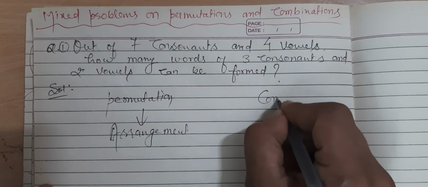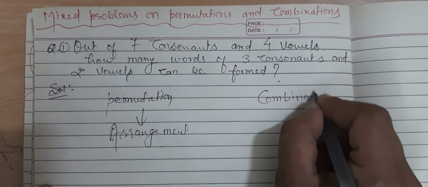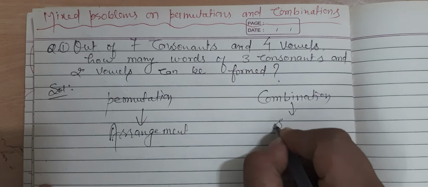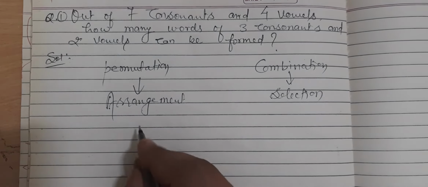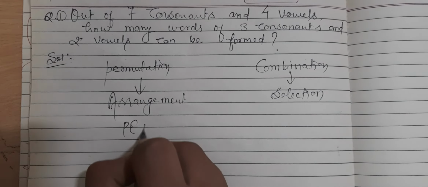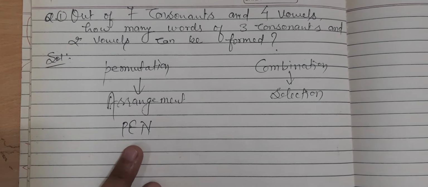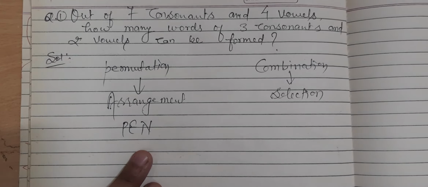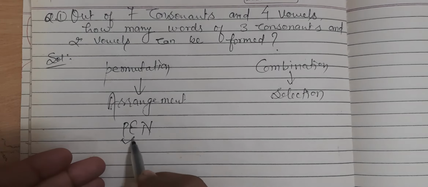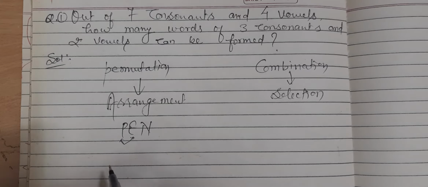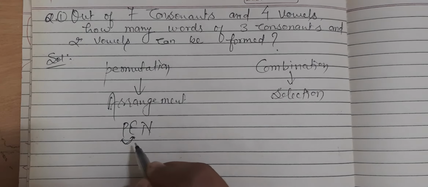and combination is a selection. For example, if we are given a word pen, and by using the letters of the word we have to form different words with or without meaning. So here we will find the different words with or without meaning by interchanging the places of the letters of the word pen. So here we are interchanging the places, okay?